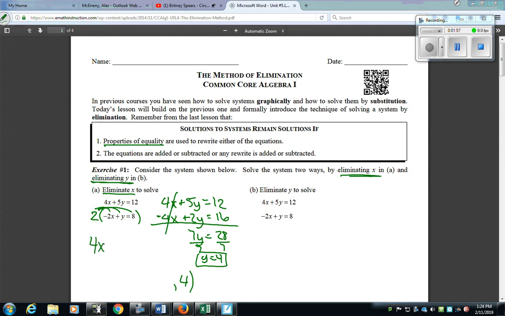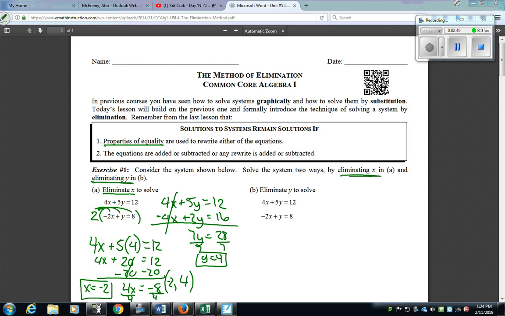So I got 4x plus 5 times 4 equals 12. I can multiply the 5 and the 4 together, and then I have a two-step equation. If I subtract 20 on both sides, I get 4x equals negative 8. Then divide by 4, and I'm going to get that x is negative 2. So my coordinate is going to be negative 2, 4. And again, you could plug that coordinate into either equation. It should be true.